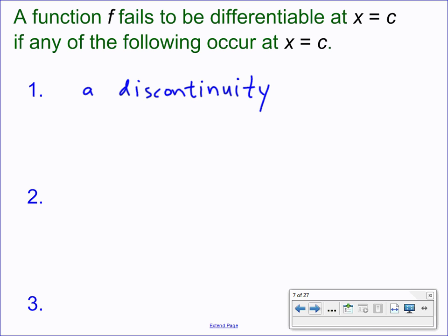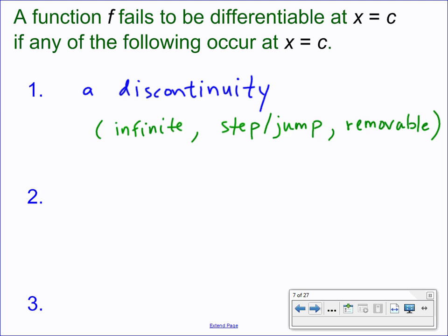Types of discontinuities include everything from a to b. So you've got your infinite discontinuity, your vertical asymptote. You've got your step or jump discontinuity. And then you've got the other kind, our removable, where the overall limit exists, but we don't have the full plug at x equals c.